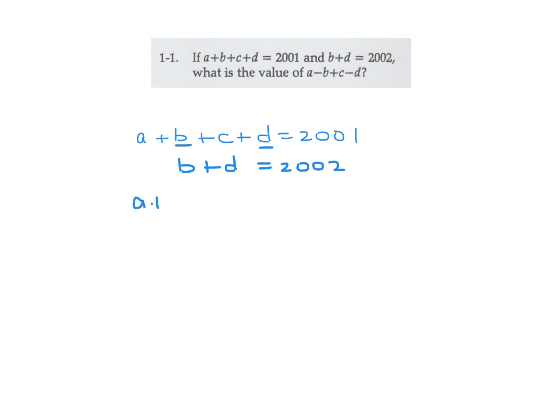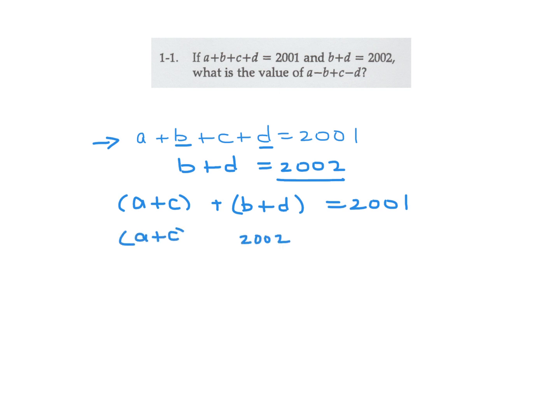So separate the A plus C and separate the B plus D like that in the original equation, this one. And since B plus D is 2002, we substitute that in, and then we can solve for what A plus C is. And that will be, looks to me like, -1.